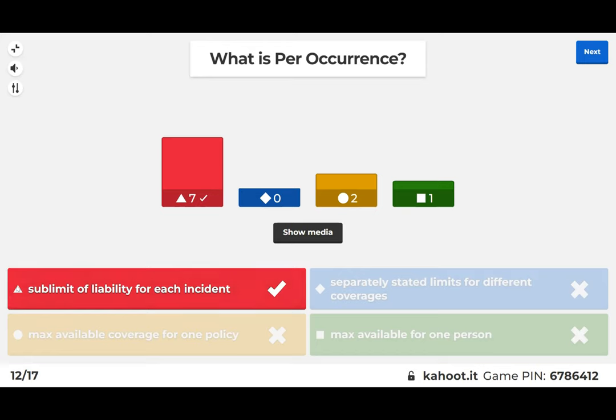So per occurrence is a sublimit. It's the only one that has sublimit, by the way. So you have to know limit of liability, split limit, per occurrence, combined single limit. When you find a word like sublimit and it's only with per occurrence, that's how you remember. Per occurrence, sublimit.